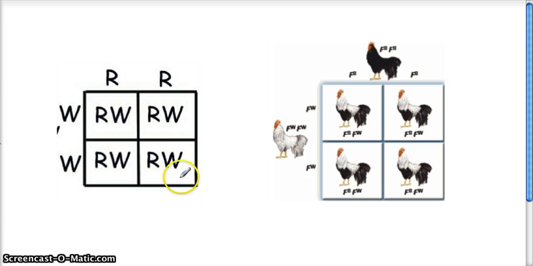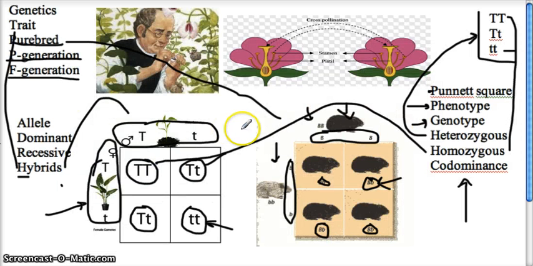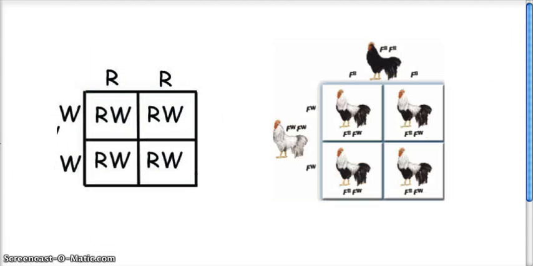So you notice that all four end up being the same thing, and in a codominant situation, codominance right here, you would have truly the complete mix-up between the two. Here you would have that blend.